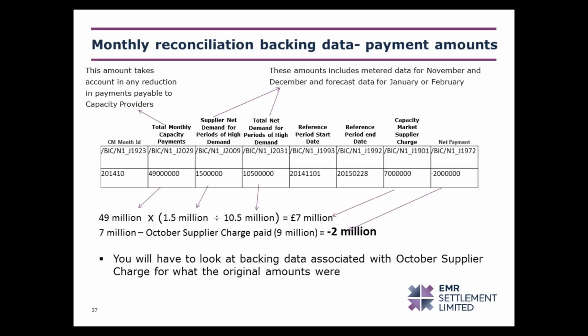That's what you're paying. For those of you who may have noticed, you're going to have to look at the backing data associated with October's supplier charge for what the original amounts were, because that's the one we don't include in this reconciliation backing data. And it's all about what you have paid. That's the important bit to note.